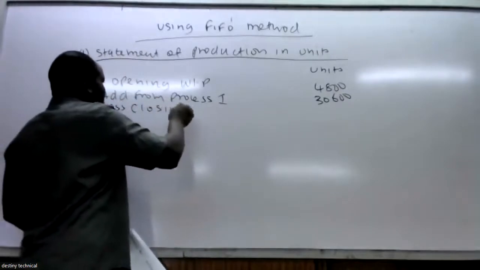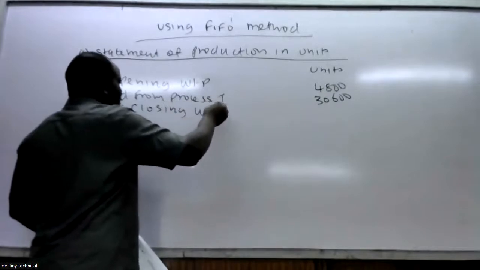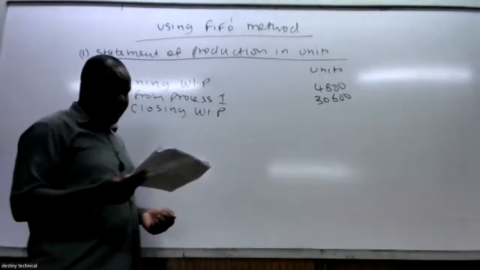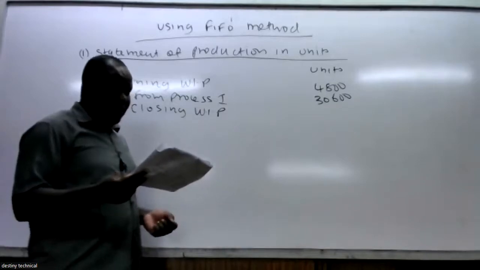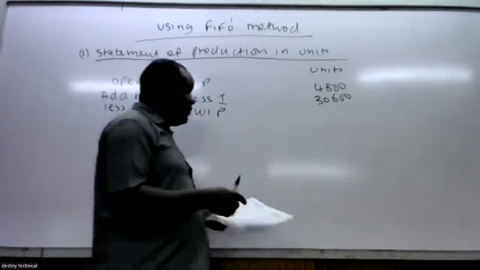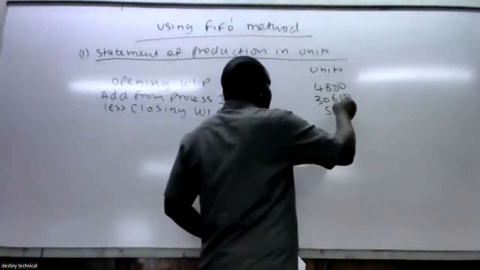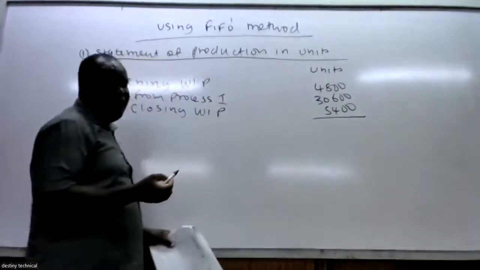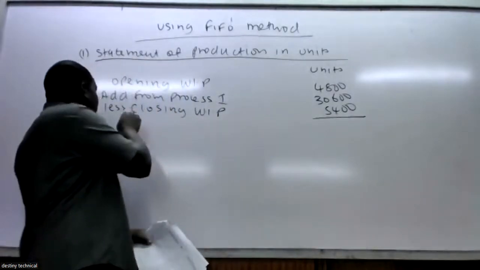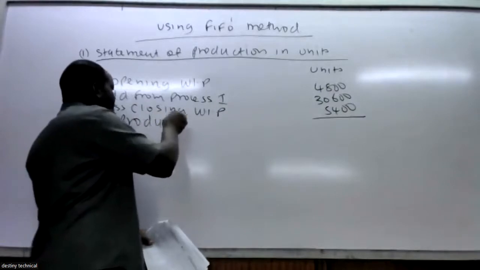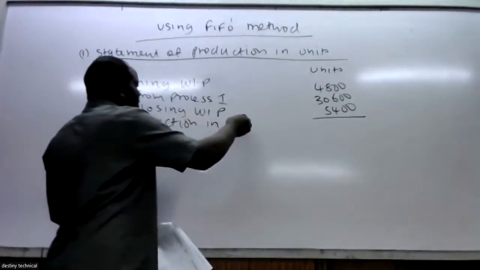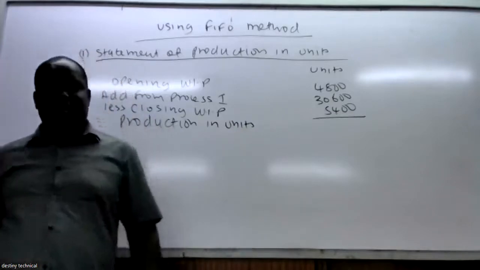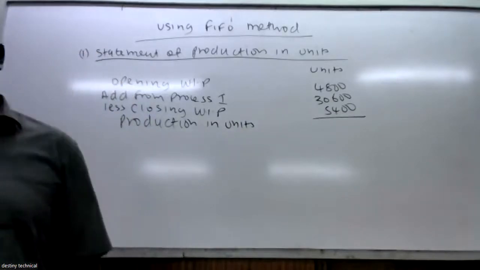Then you are supposed to less the closing work in progress. So closing work in progress, you go to note number 4. Closing stock was 5,400. Closing work in progress is 5,400. So get the difference so that we get the production in units. So how many will be there as the production in units?